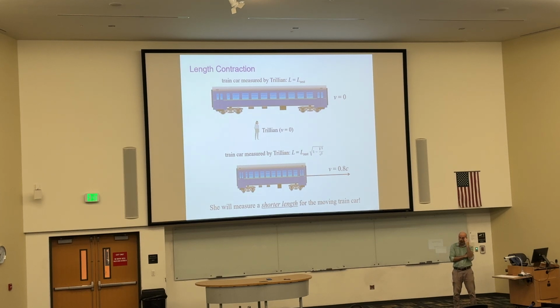So it's at rest in her frame of reference, and she measures the length of that car to be L rest. But the other train car, which is an identical train car, is traveling past her at 8/10 of the speed of light, and so she will measure it to have a shorter length. That's what I've illustrated here on the slide. The length that she will measure is L equal to L rest times the square root of 1 minus v squared over c squared, where v is the speed of the train, 0.8 c, 80% of the speed of light. So she's going to measure a shorter length.